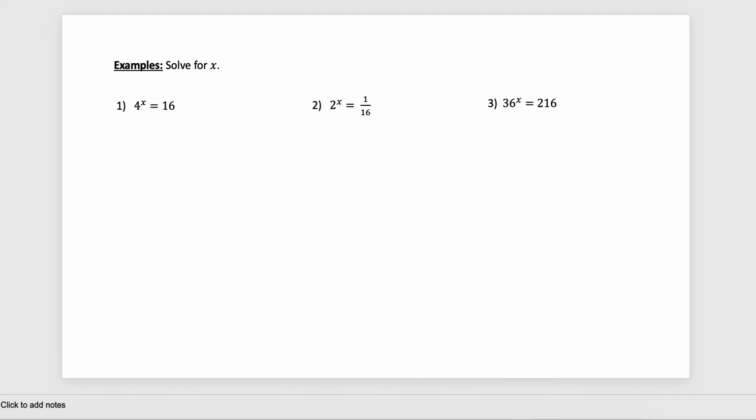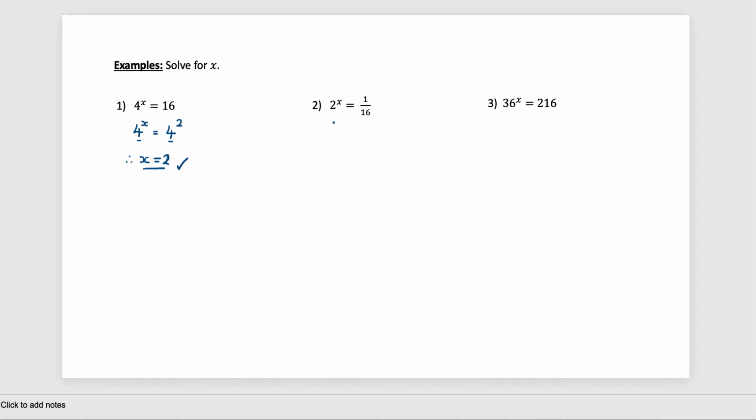Let's have a look at some examples. In these examples, we need to solve for x. The first one is 4 to the power of x equals 16. What we need to do is get both bases the same. I'm going to leave 4 to the power of x as is, and then change the 16 into 4 to the power of 2. Now that the bases are the same, I can say that x is equal to 2. Then you can always go back and check: is 4 to the power of 2 equal to 16? If it is, then your answer is correct.